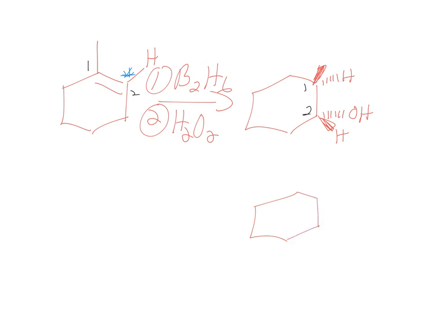Because the boron will come from the bottom, but it also could come from the top. Are the OH and the H always on the same side? They have to be. And the OH is always on which carbon? Carbon 2. So there's the OH and an H. So that means there's an H here, and that methyl is not on the same side. So this H and this OH have to be on the same side.